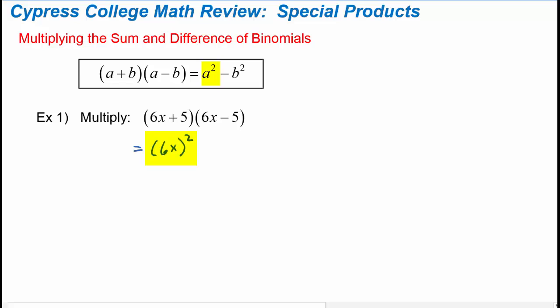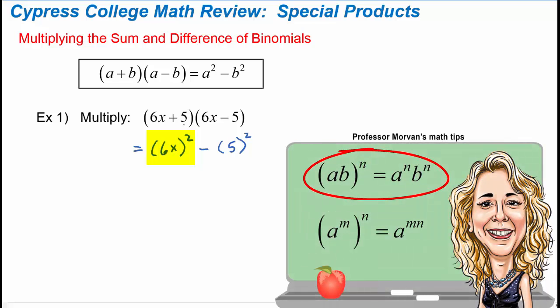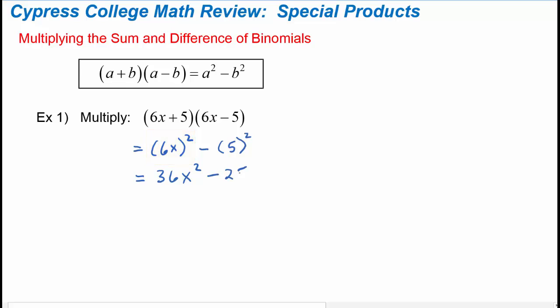6x squared, which is the first term squared, that's like the a squared here, minus 5 squared, because that's the second term squared. Now we have to use a rule from our algebra class that when you have a product raised up to a power, like we have here, 6 times x is being raised up to the power of 2, then each factor gets raised to that power. So our result is going to be 36x squared minus 25.